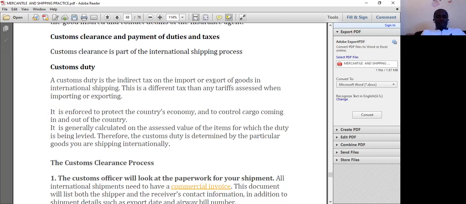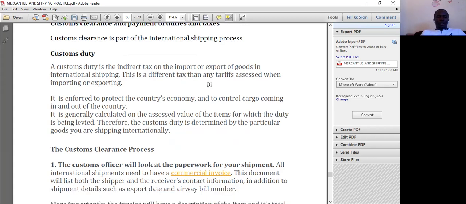Customs clearance and payment of duties is part of international shipping. Customs duty is an indirect tax on imported or exported goods in international shipping.